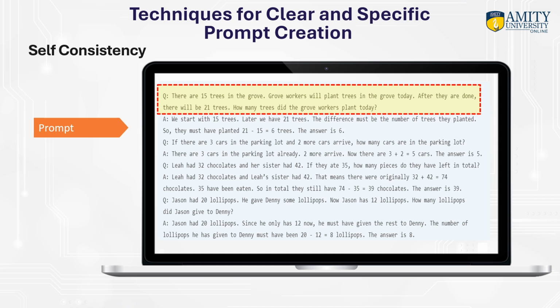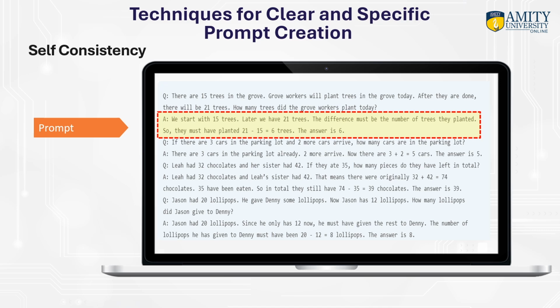So there are 15 trees in the grove. Grove workers will plant trees in the grove today. After they are done, there will be 21 trees. How many trees did the grove workers plant today? So we started with 15. Later we have 21. The difference must be the number of trees they planted. So they must have planted 6 trees. So the answer is 6 trees. Okay, so you have provided the logical reasoning, a step by step solution to it.